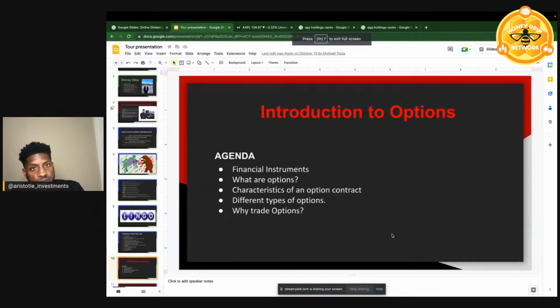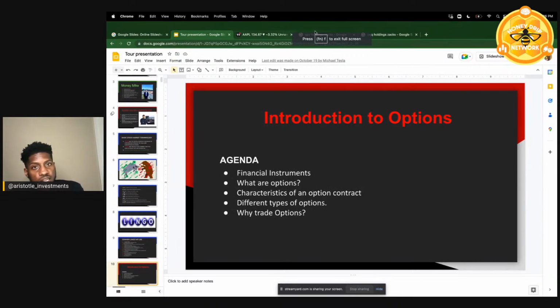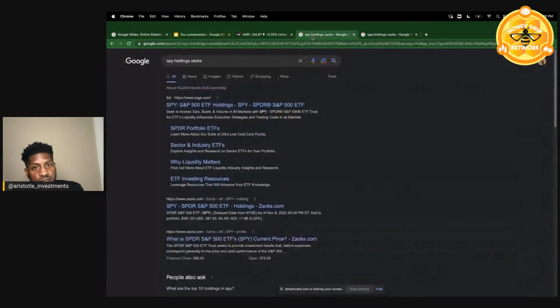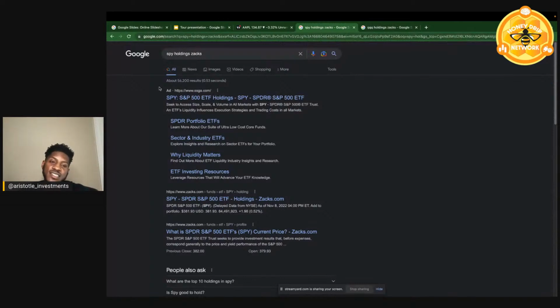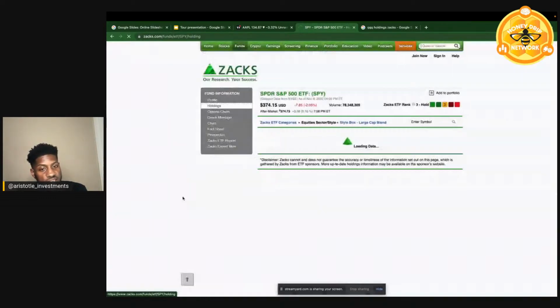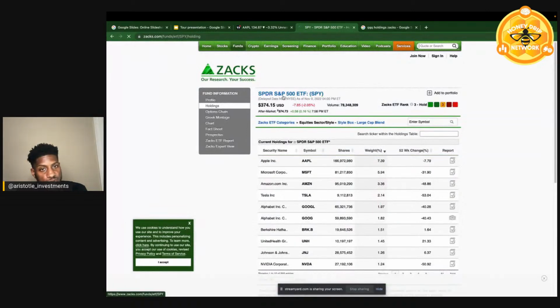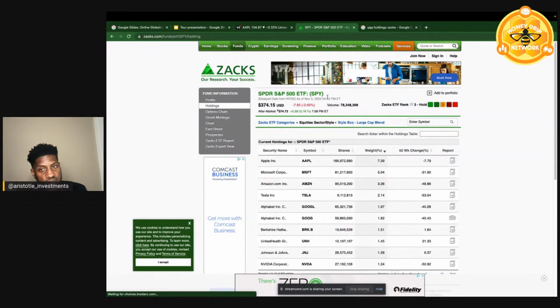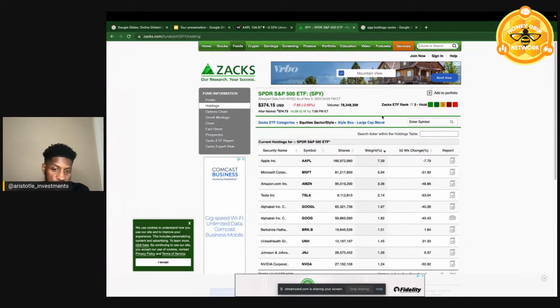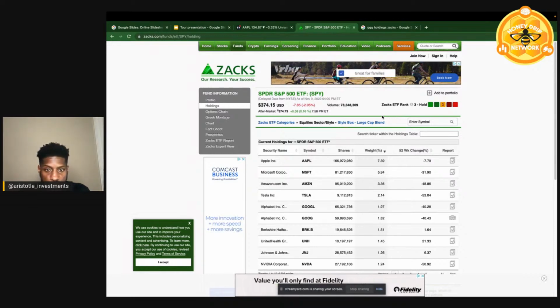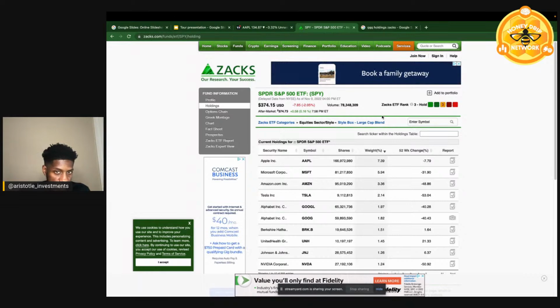Let's get into it. So, first of all, we've got to go over SPY. SPY is an ETF, exchange traded fund. What you would like to do is go to SPY Holdings so you can see. This is called the S&P 500, Standard and Poor's 500, and that's SPY. It's pretty much a list of 500 stocks that the committee approved, usually profitable companies.